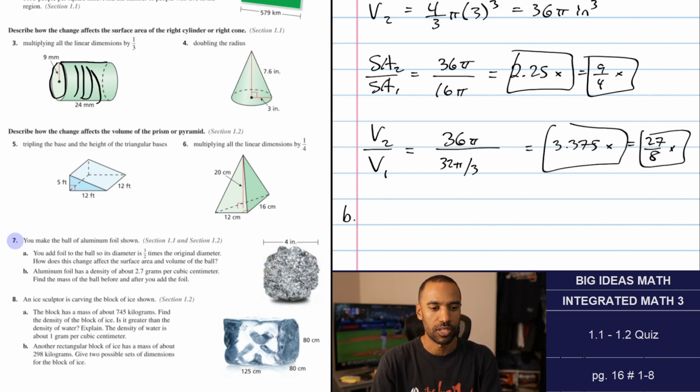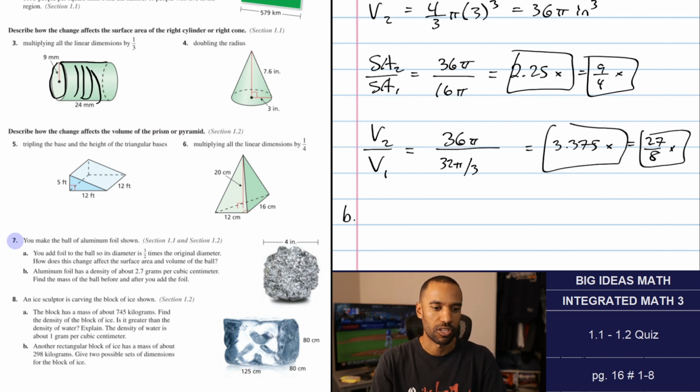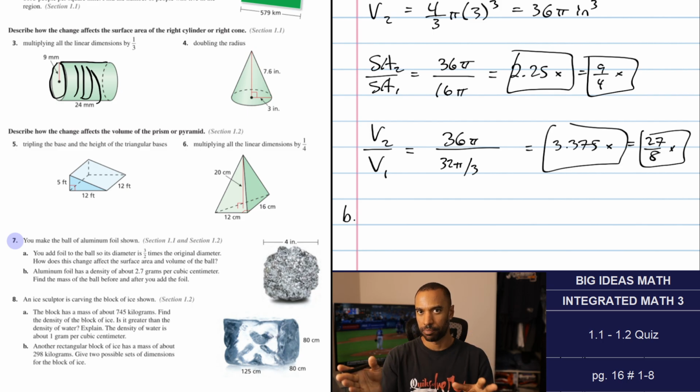Aluminum foil has a density of 2.7 grams per cubic centimeter. Find the mass of the ball before and after you add the foil. Now I'm seeing them say centimeter. We have inches. So first thing I'm going to do before anything else is a conversion before and after you add the foil. So we are going to add the extra foil.